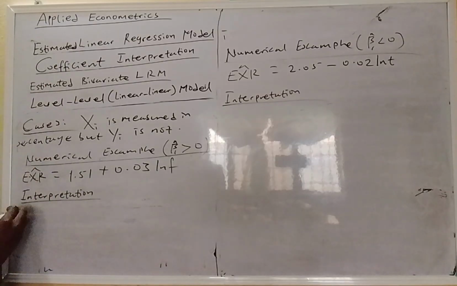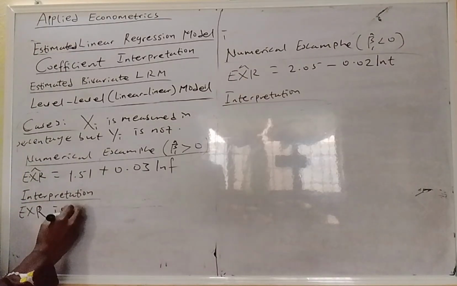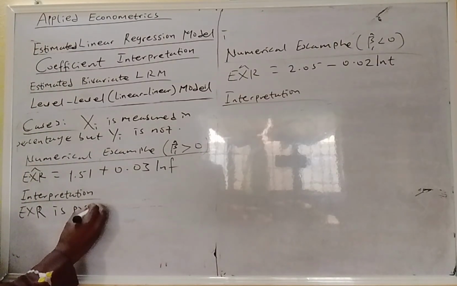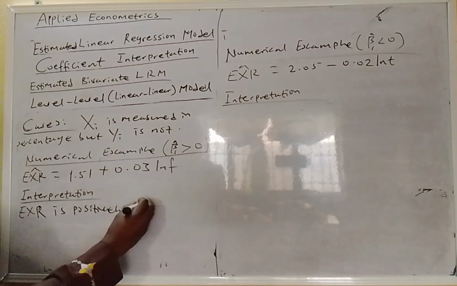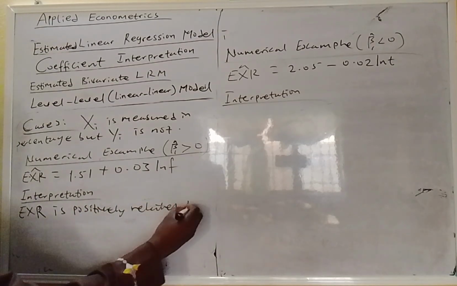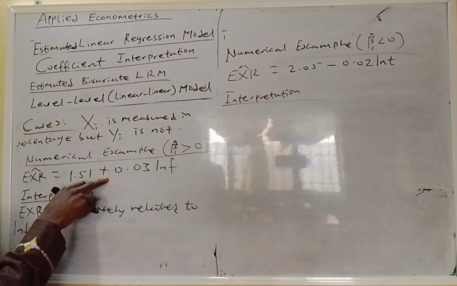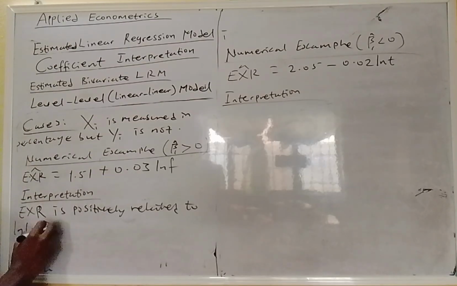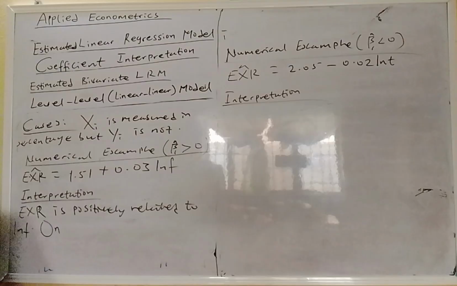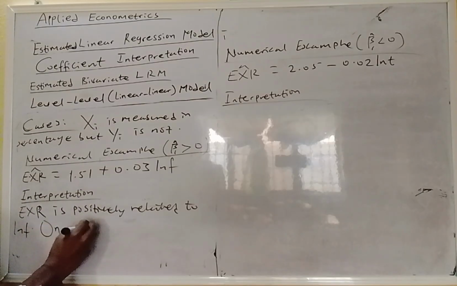So how do we interpret this kind of model? Very simple. The interpretation goes thus: the exchange rate is positively related to inflation. Why? Because of this sign. Then the interpretation is going to be on average.